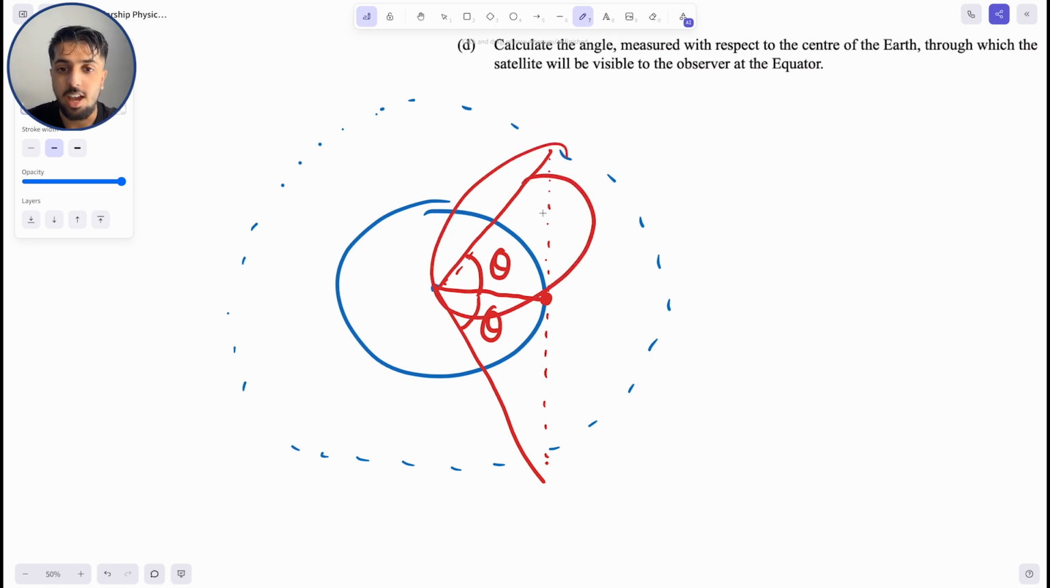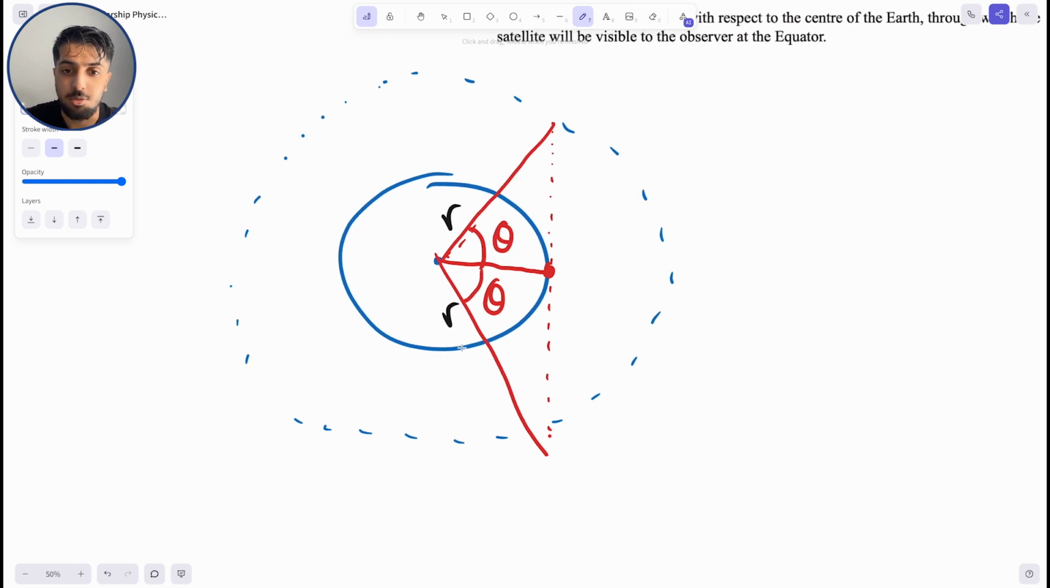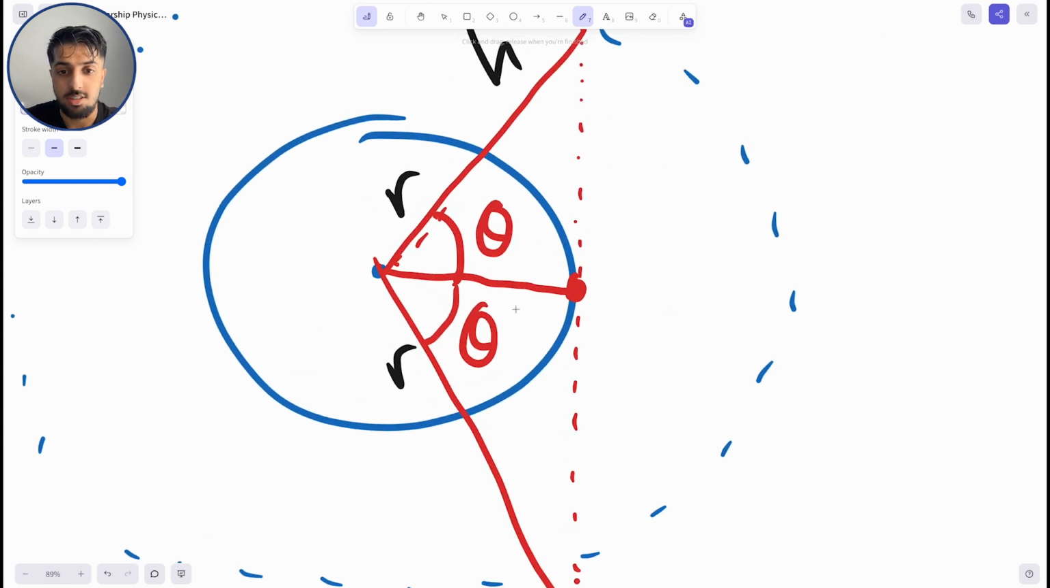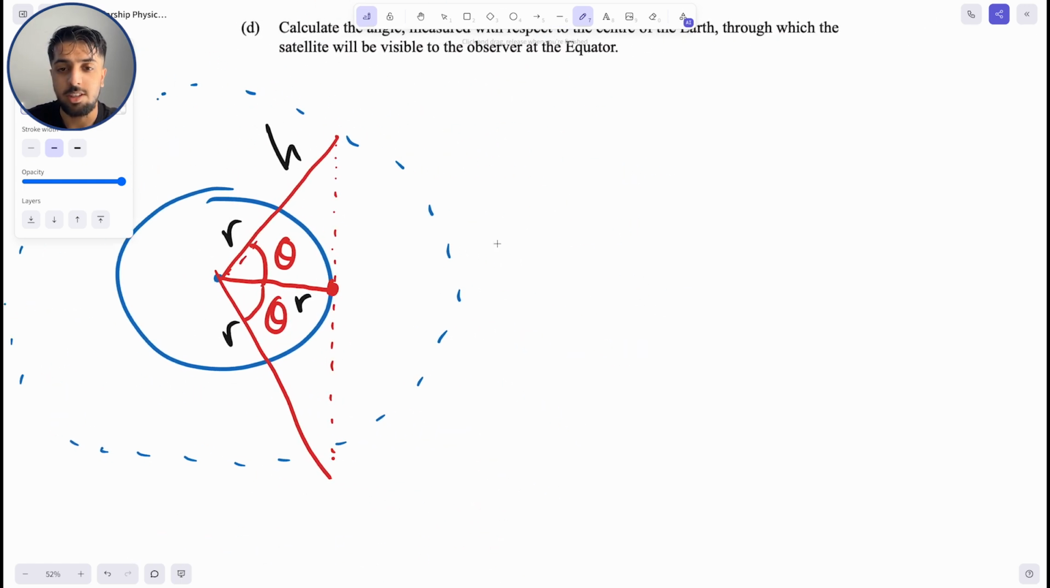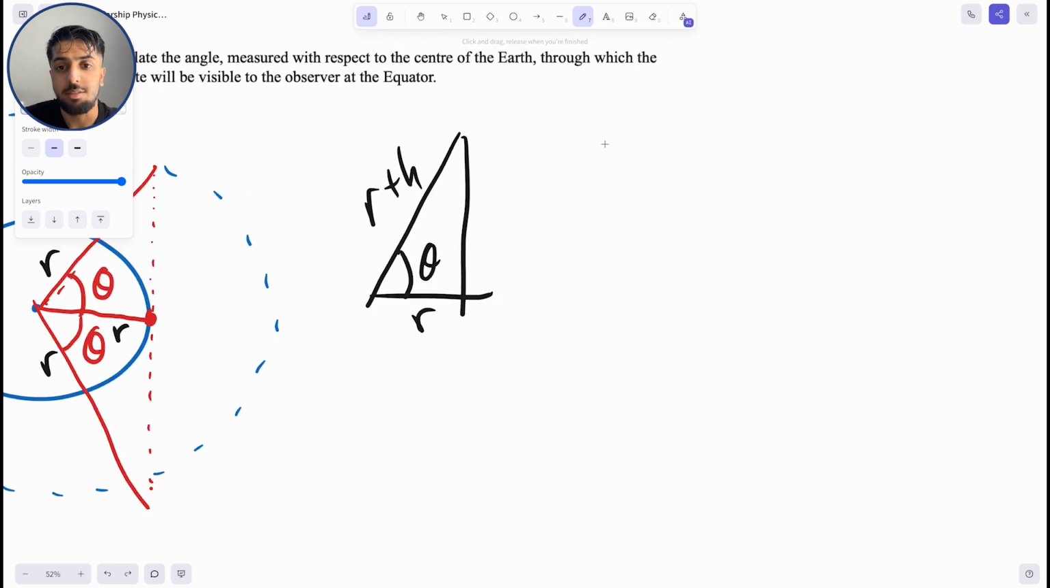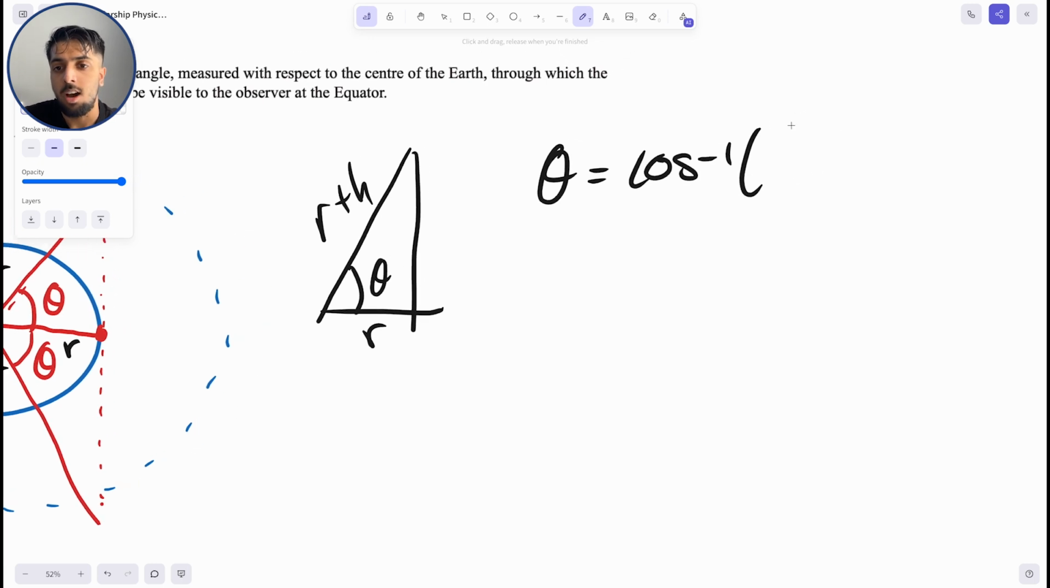As you can see here, we have a right angle triangle. As we know, this is the radius of the Earth on both sides, and we can call this distance h. And therefore, this distance is also r. And so if we extrapolate that right angle triangle, we would have r plus h and r over here. And therefore, our theta is going to be the inverse cos of r all over r plus h.